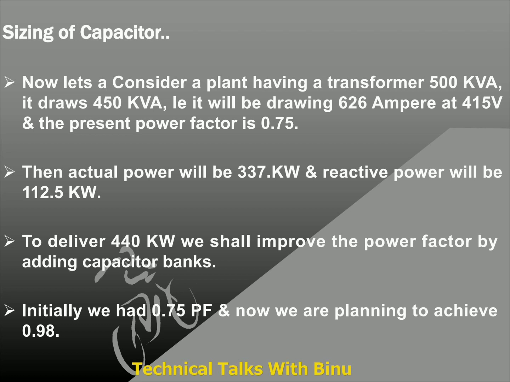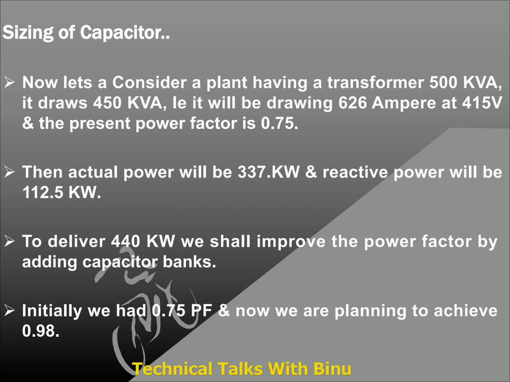At present, the transformer is already loaded to 450 kVA, which means 90% of the full load capacity. So, any further loading on the transformer will not be possible. The next option is to go for a higher rating of transformer, which will not be a practical solution. Then what can we do? We can increase the power factor of the system. To deliver 440 kilowatt, we shall improve the power factor by adding capacitor banks.